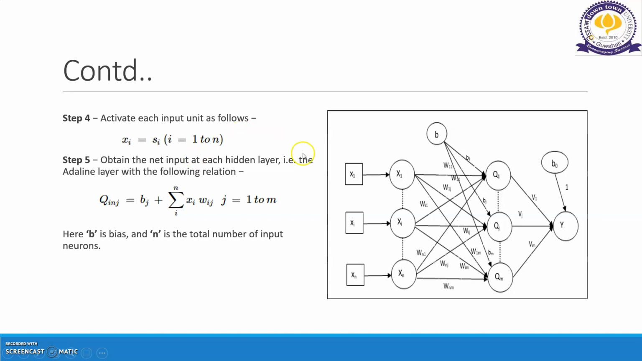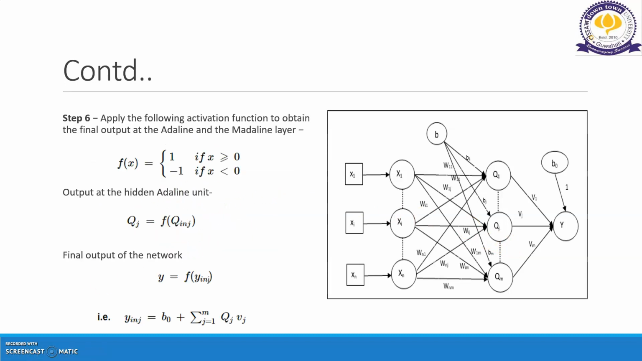Then we obtain the net input at each hidden layer, that means Adaline units, using this equation. I guess you guys are already familiar with this equation. We can calculate the net input to a neuron or an Adaline unit by calculating the summation of weighted inputs and the bias. Here i goes from 1 to n because there can be n number of inputs, and j goes from 1 to m. That means there can be m number of Adaline units in the hidden layer.